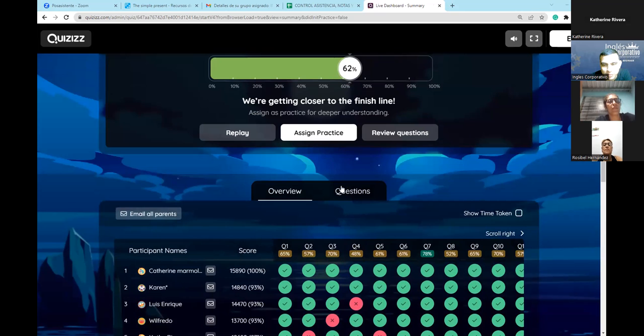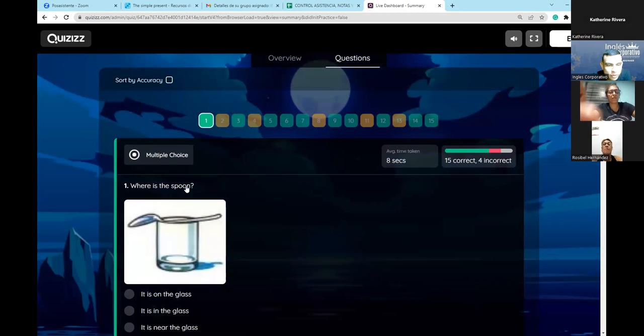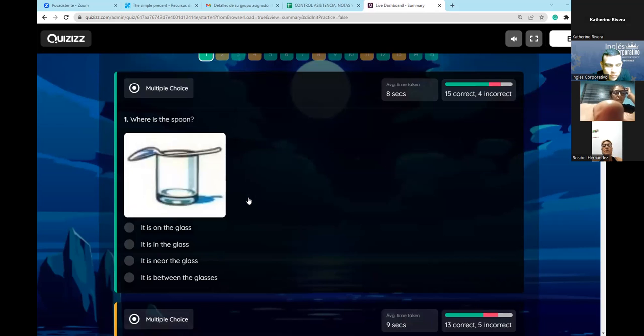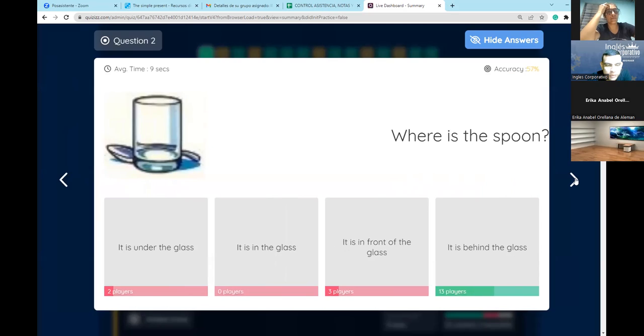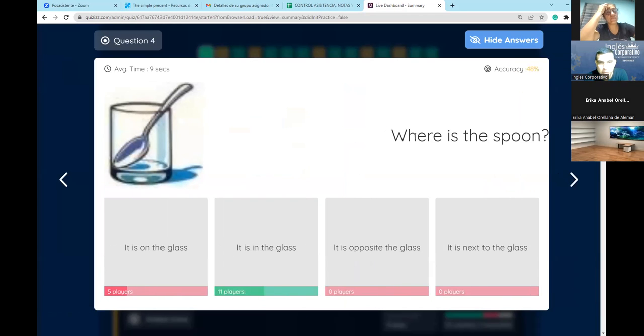Vamos a repasar un poco las preguntas. Por ejemplo, la número uno dice, where is the spoon? ¿Dónde está la cuchara? It's on the glass. Okay. Where is the spoon? It is behind the glass. Behind. Okay. It is in front of the glass. The spoon is in front of the glass. Okay. Where is the spoon? It is in the glass.